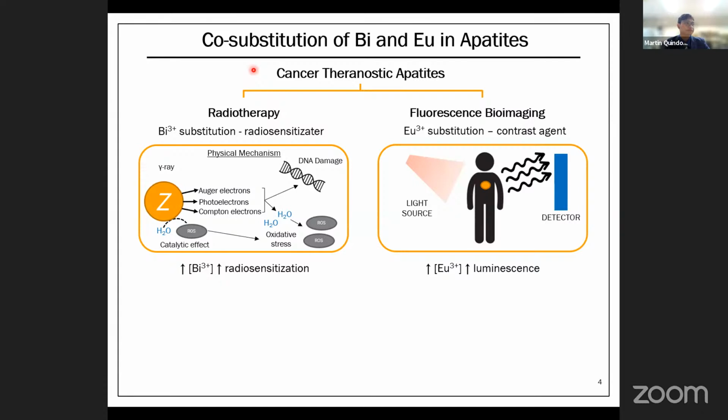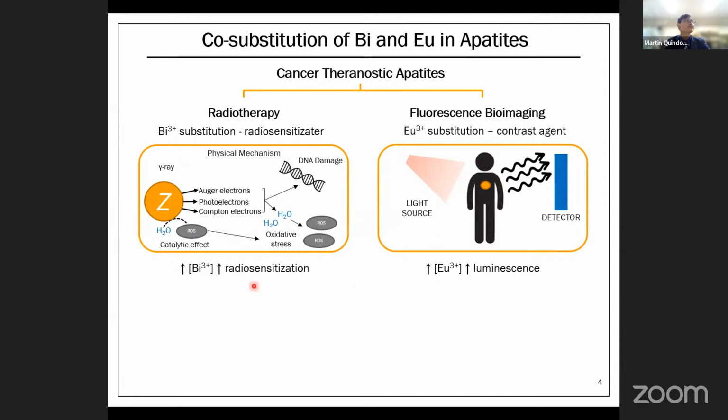So as I mentioned earlier, we have to substitute the bismuth and europium in apatite to have a cancer diagnostic application. Specifically, I use bismuth because bismuth can act as a radiosensitizer material. From its interaction with the radiation, it can form reactive oxygen species or ROS that can kill the cancer cells. And for the fluorescence, we can dope with europium, which can act as an optical contrast agent. Through its luminescence, we can light up the cells and detect the cancer cells.